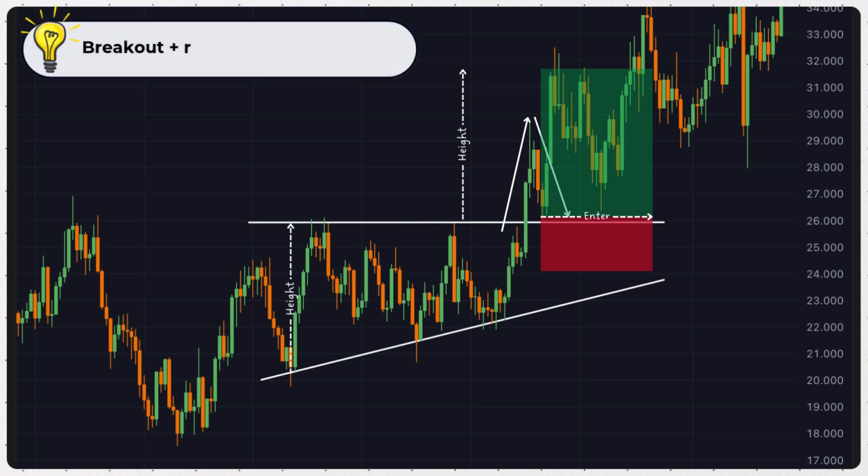The breakout shows strength, but the retest shows acceptance above the level, which is why many traders prefer this approach.